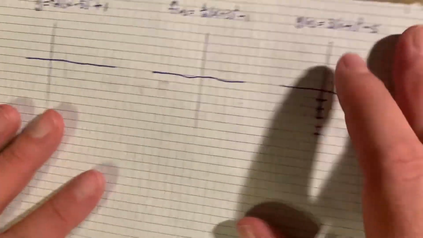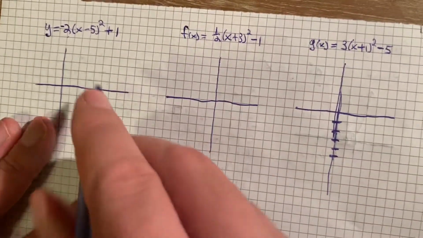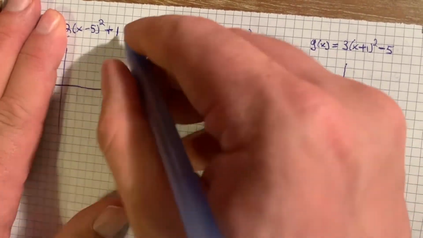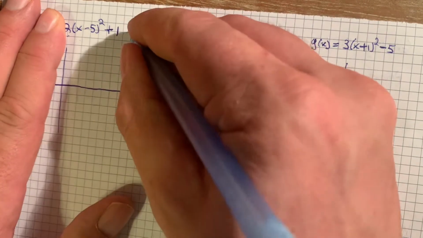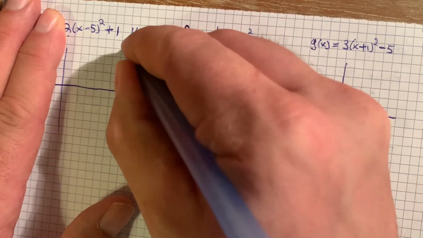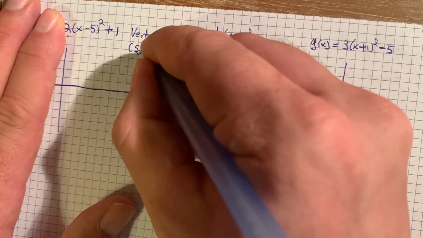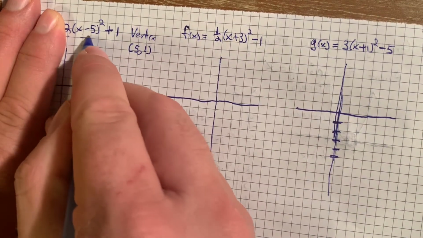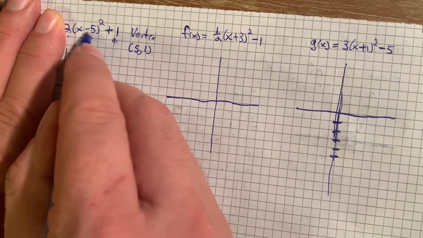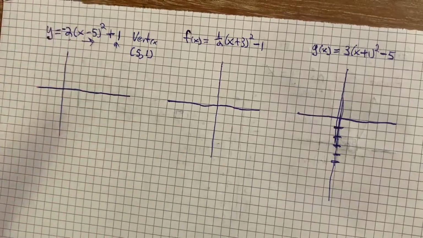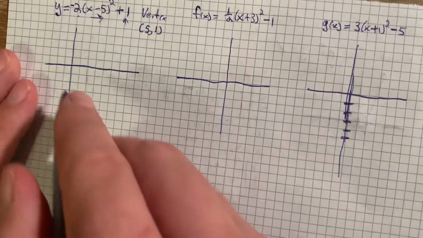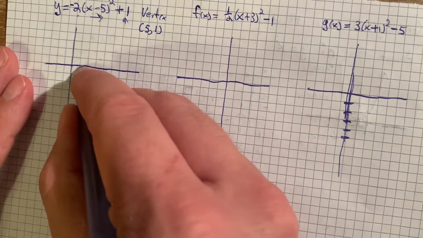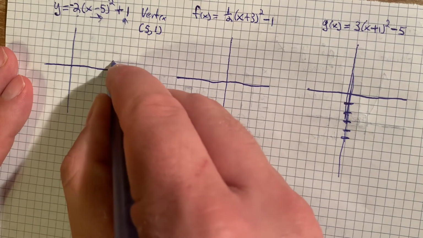Now let's add in the a value. So the vertex is still going to be just like we know it. Where's the vertex for this one? Well, the vertex is going to be at 5, 1. 5 to the right and 1 up. Remember, this inside one is backwards. The left and right is backwards from what you might think it would be. And so I'm going to put a vertex at 1, 2, 3, 4, 5, 1.